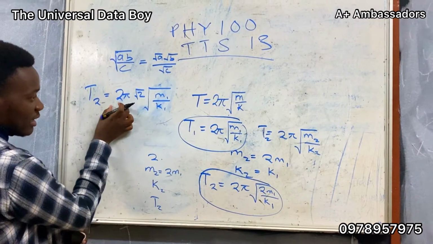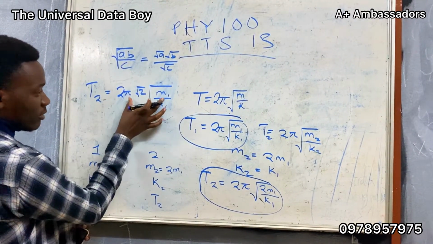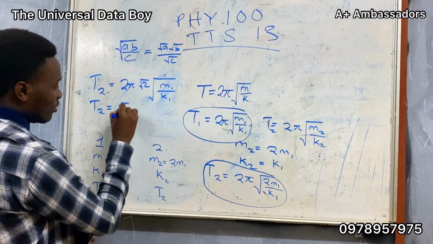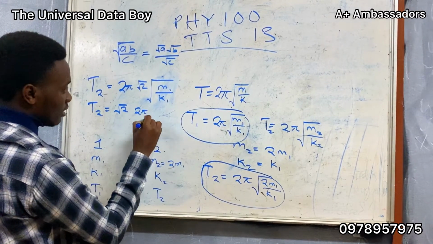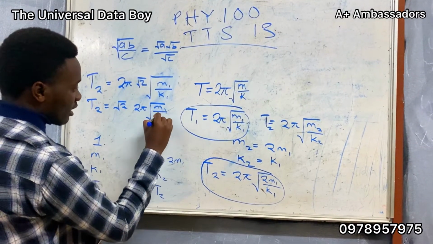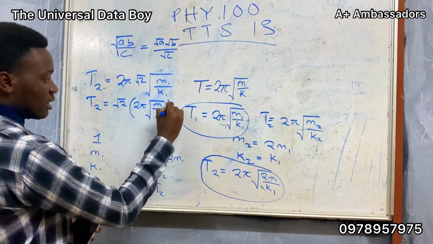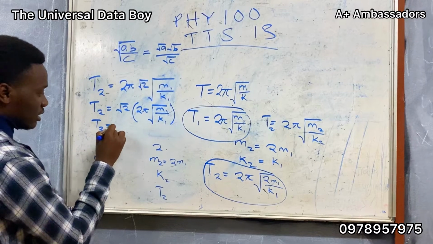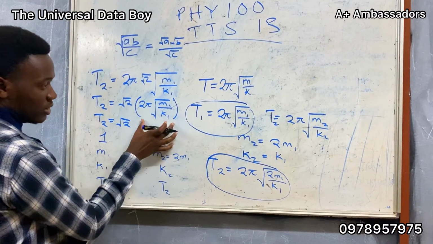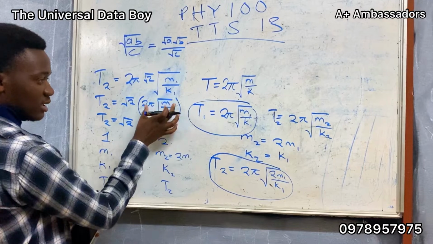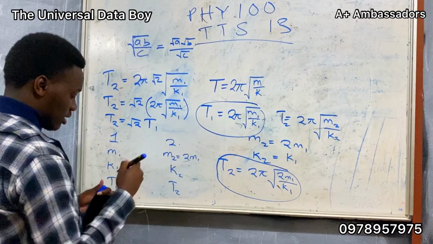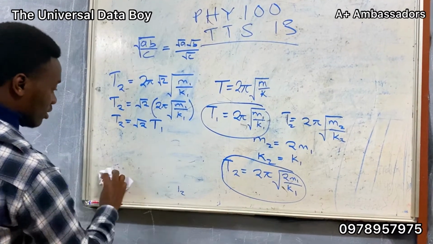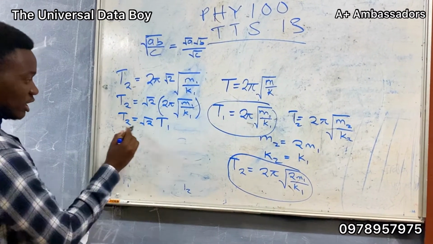Now when we put the 2 on the other side, what we remain with is just T1. What I'm trying to say is T2 is equal to square root of 2, then 2 pi square root of m1 over k1. This is just equal to T1. So T2 is equal to the square root of 2 times T1, and that's our answer. We have expressed T2 in terms of T1.